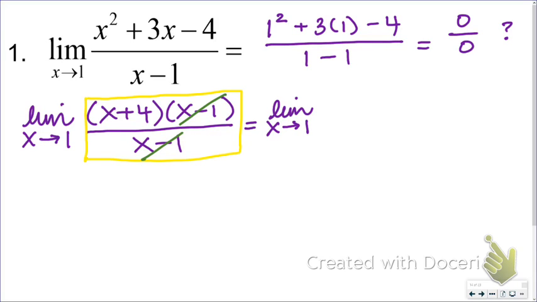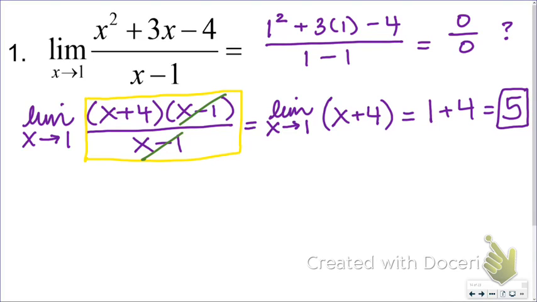And now I have the limit as x approaches 1 of x plus 4. And now when I do direct substitution, I get 5. So the answer to this problem is 5. The limit as x approaches 1 is 5. So again, what did I do? I tried direct substitution first. I didn't get a valid answer here. So I said, is there anything algebraic I can do? There is. I tried that. I simplified the expression, and I got an answer.